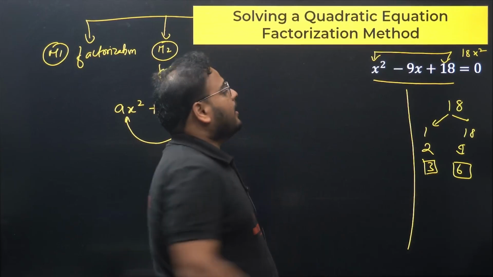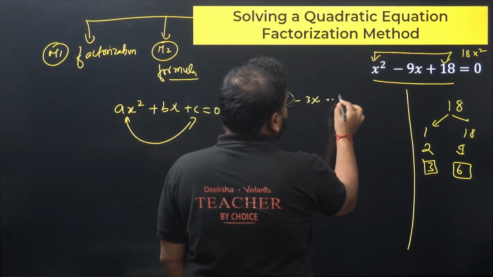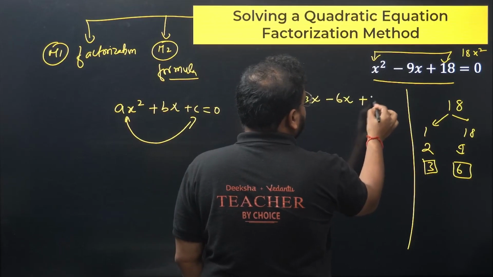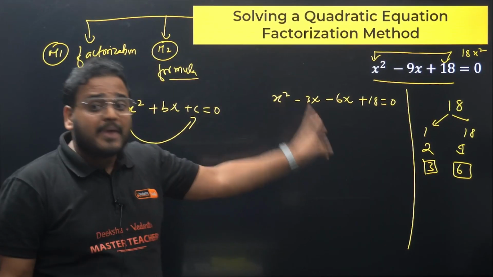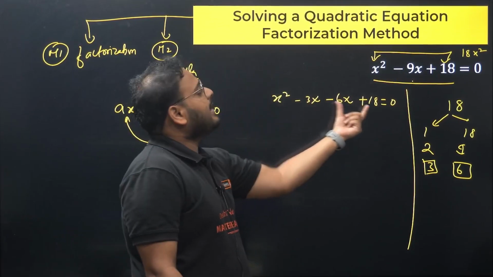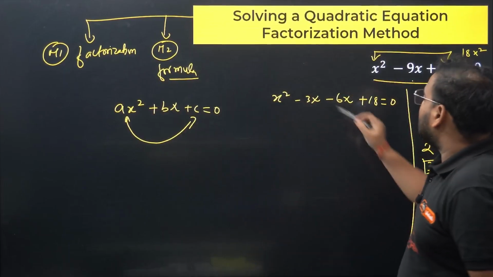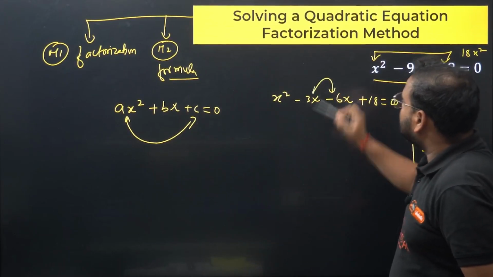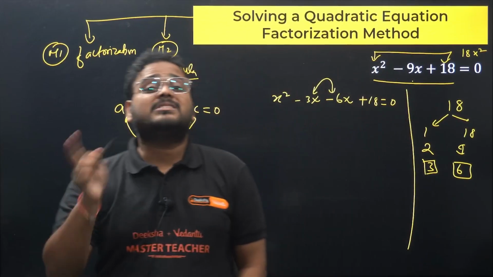That is working. I get this as x square minus 3x and minus 6x plus 18 equals 0. Right? Minus 3x minus 6x makes minus 9x. That's correct. And their product makes 18x square. So understand this very clearly. The product of these two numbers should not only give me the value 18, it should also give me the same sign.